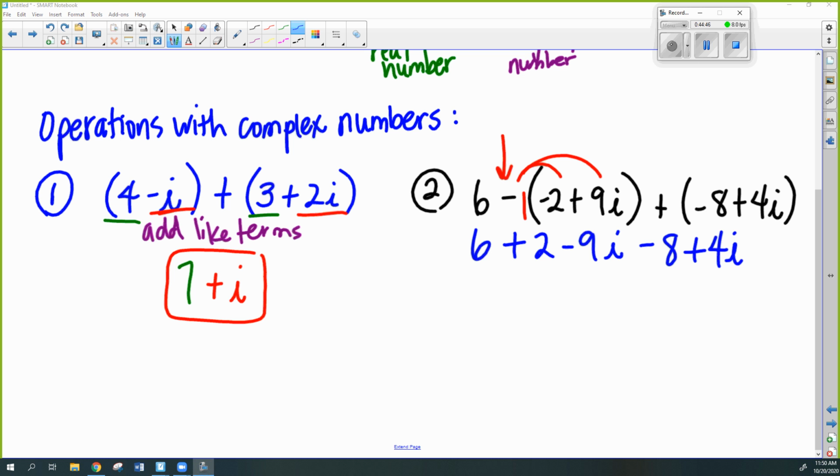All right, once you distribute that negative, you can actually, oh, good, Connor. Once you distribute that negative, you can actually just get rid of all the parentheses if you want, if that makes it easier. Okay? And then you can look for your like terms better.